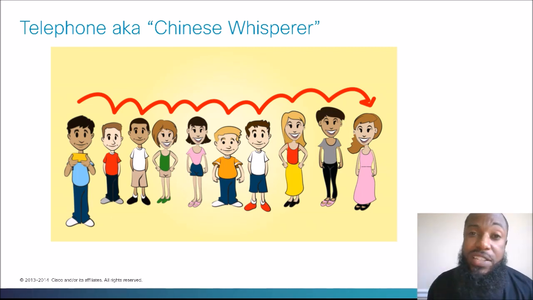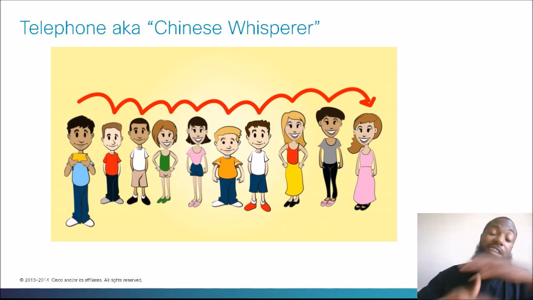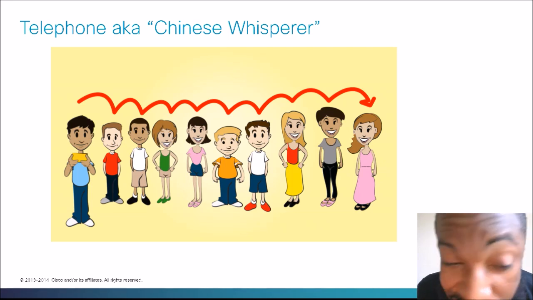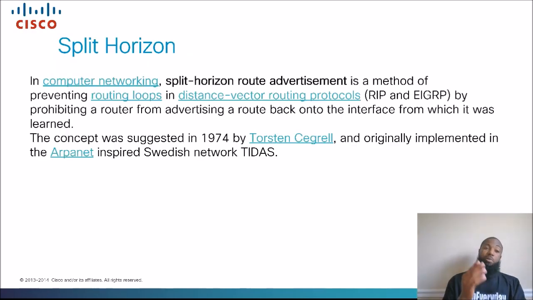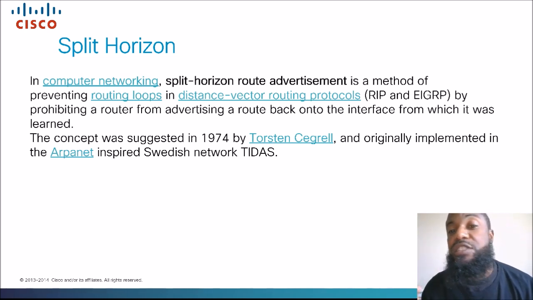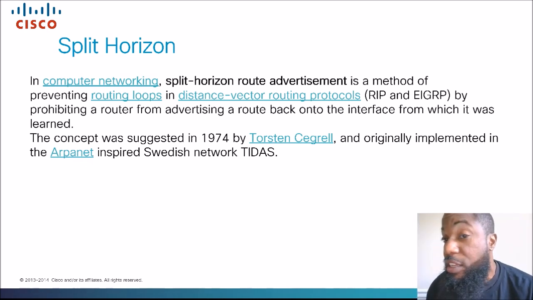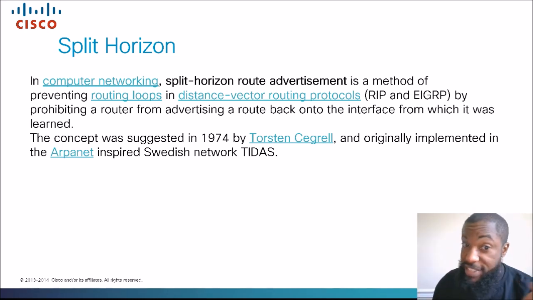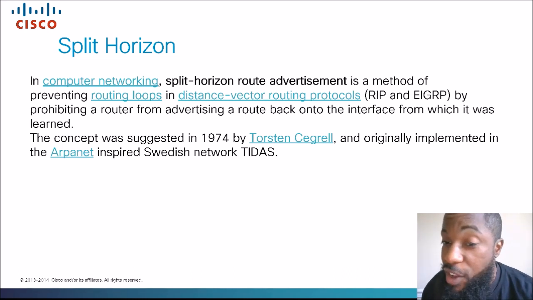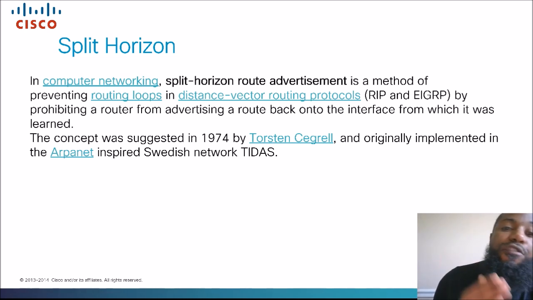Well, how does split horizon work, right? Split horizon will basically tell the kid in the white shirt how to play the game. That's basically what we're doing with split horizon. But let's go ahead and bring it to the real world. So, official definition: in computer networks, split horizon route advertisement is a method of preventing routing loops in distance vector routing protocols. We know what those are, right? RIP and EIGRP, right? Because OSPF is what? Pop quiz. It's not a distance vector routing protocol. What type of routing protocol is it? If you know the answer to that, put it in the comments below. Split horizon works by prohibiting a router from advertising a route back onto the interface from which it was learned.